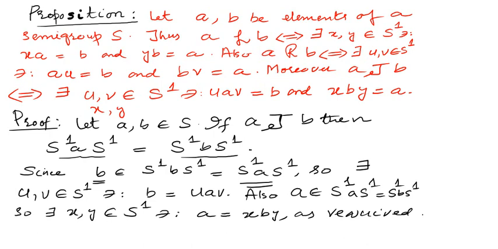In the next proposition, we will see that the L relation is a right congruence, and the R relation is a left congruence. And these relations are called Green's equivalences. All these relations that you have defined are called Green's equivalences. Okay, next proposition.